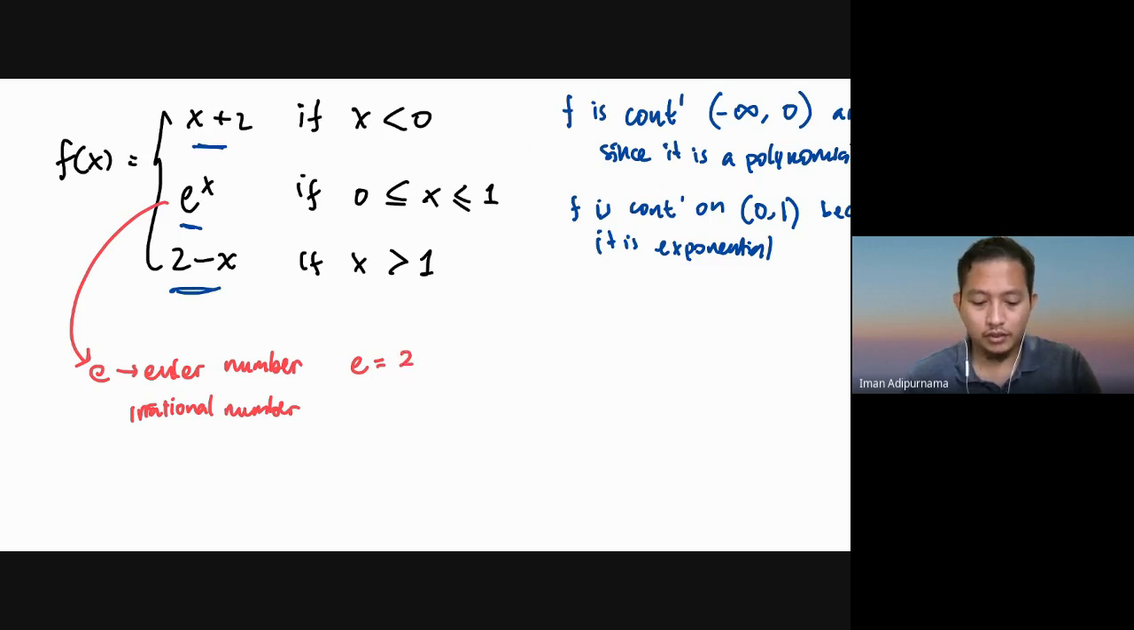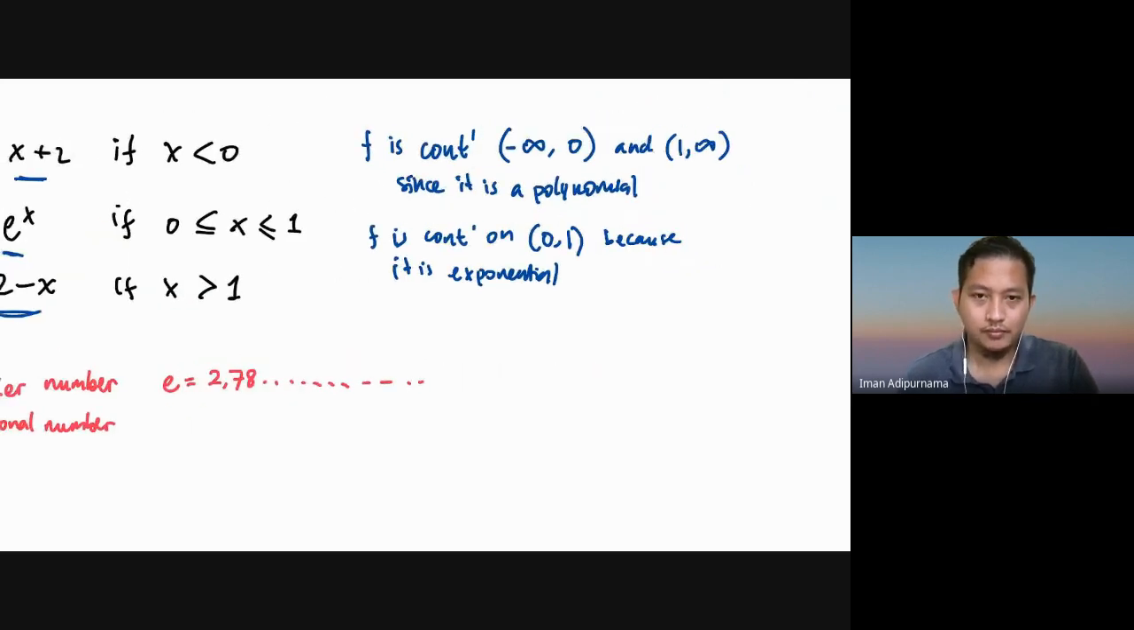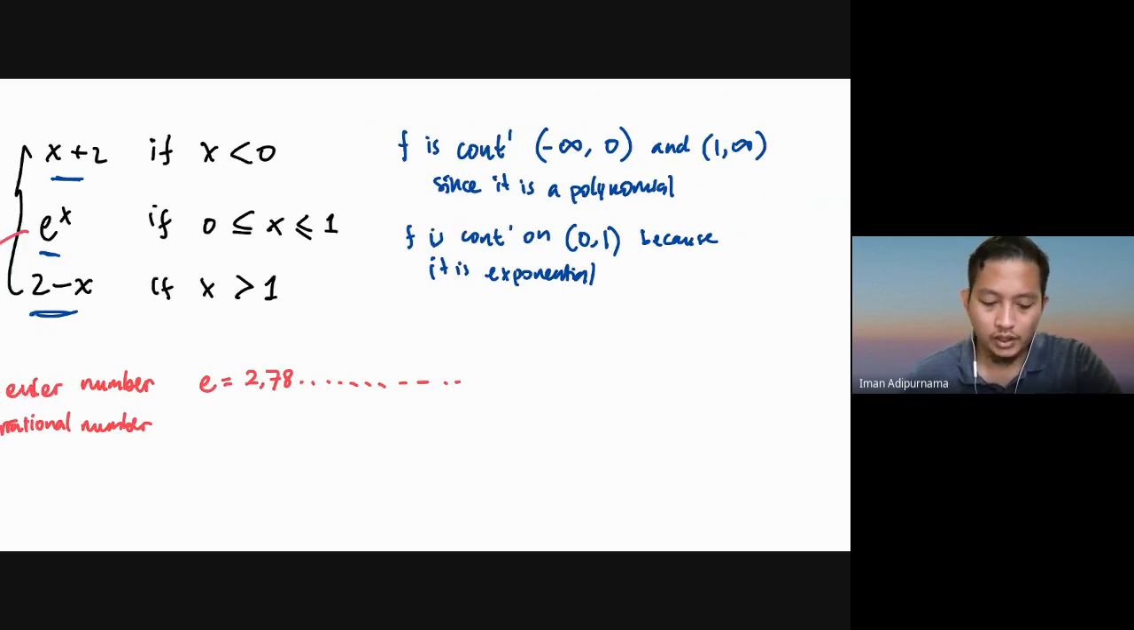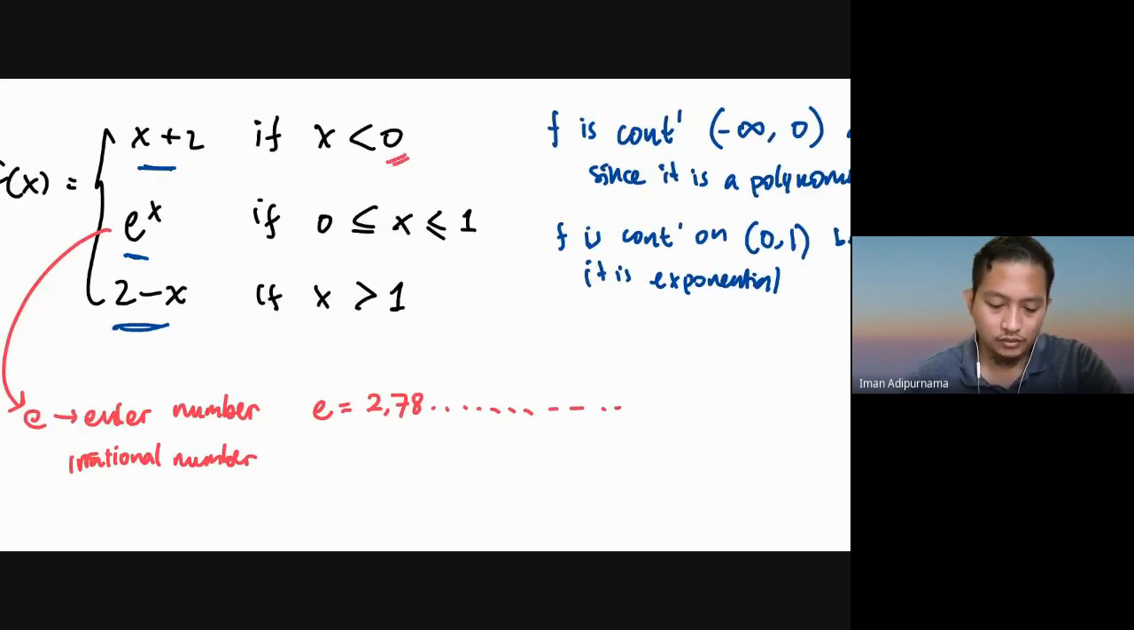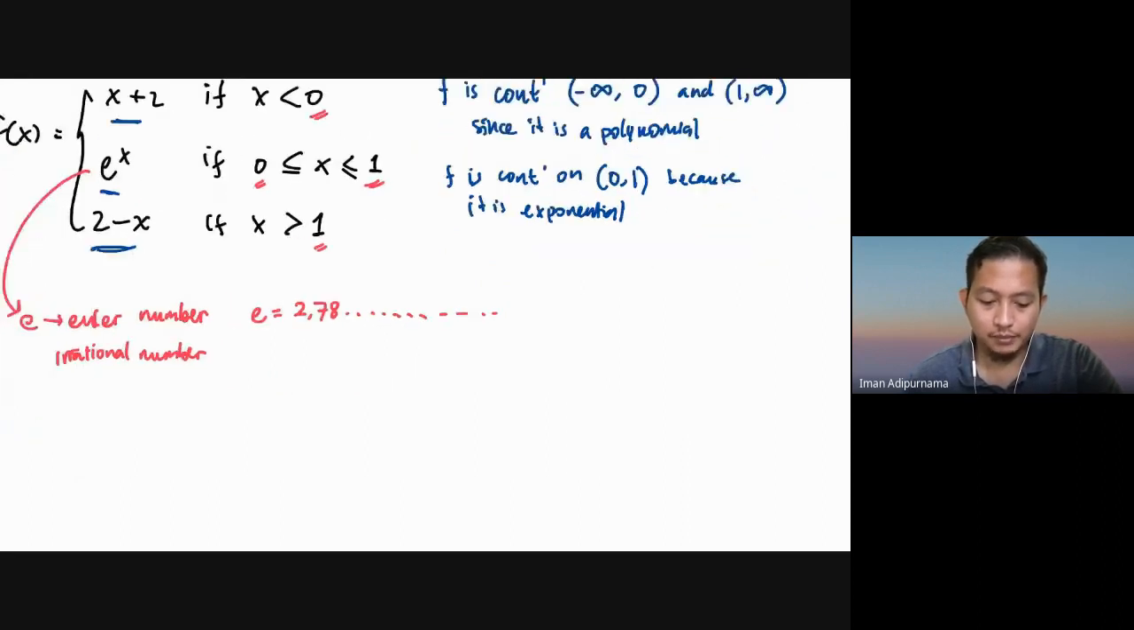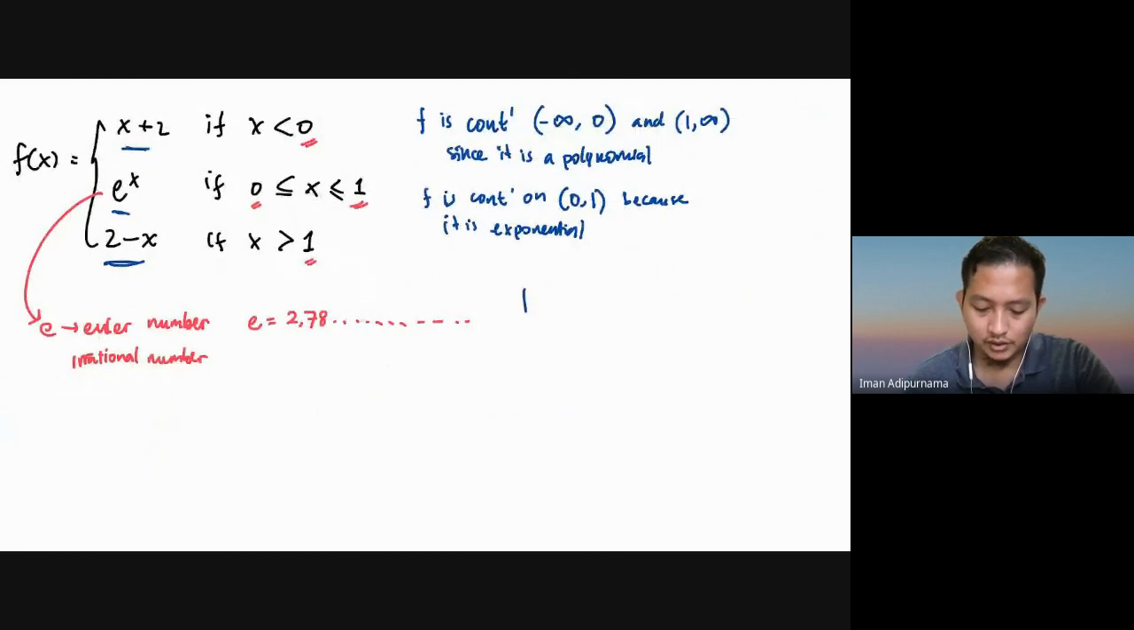The number is around 2.7, and it will have long decimals like that. Okay. Now to check discontinuity, we can look at the limit. We can look at the limit for 0 and 1. So first we go to the limit as x approaching 0, and we can check the one-sided limits.